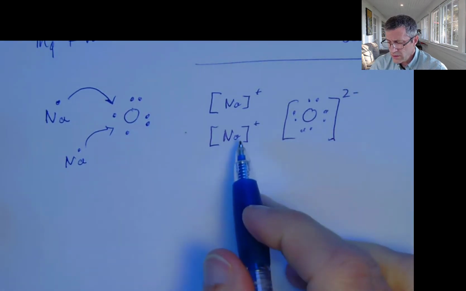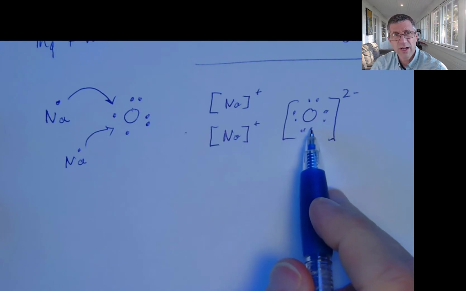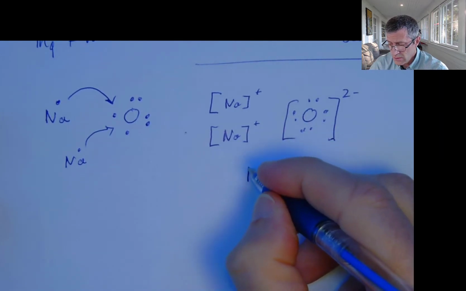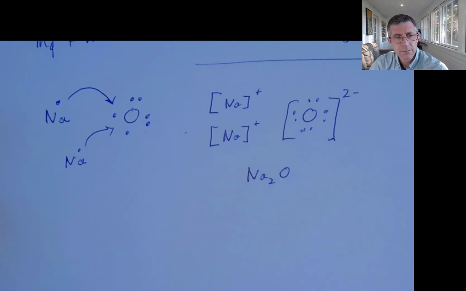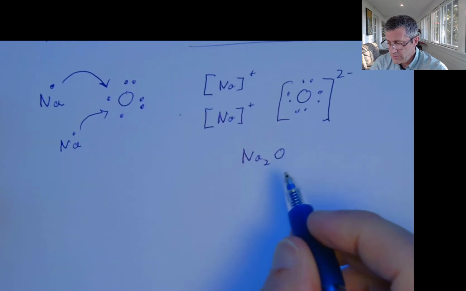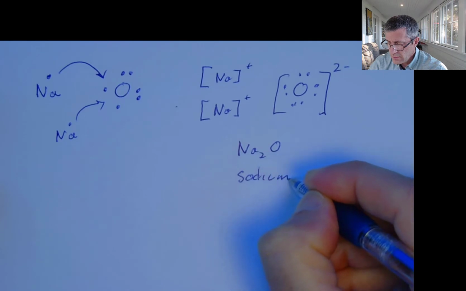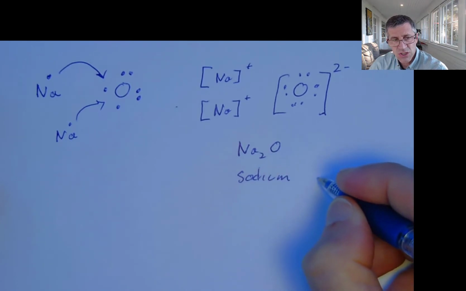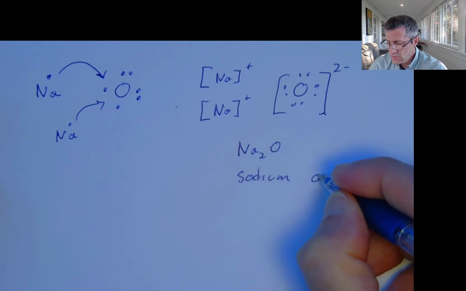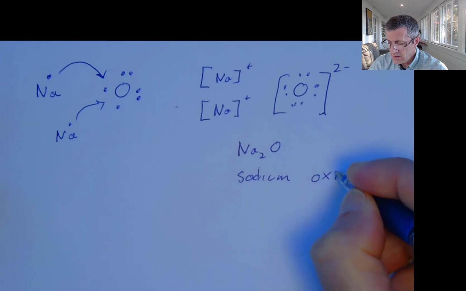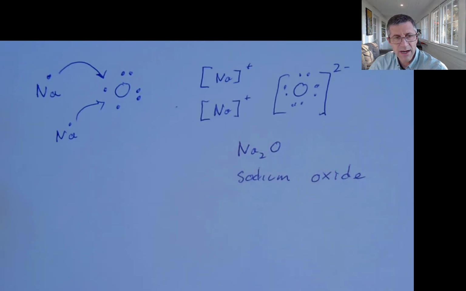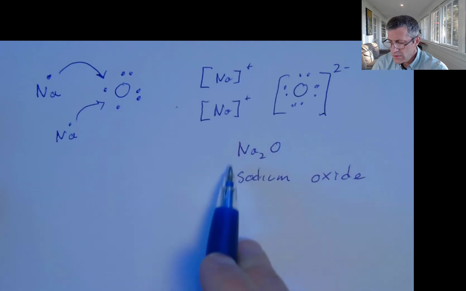So when I write a formula, I have 2 sodium for every oxygen. So this is a ratio. I have Na2O. And when I name this, I'm going to name my metal first. So this is sodium. And my oxygen, I'm going to change the ending to an IDE. So it would be sodium oxide. So these two things mean the same thing.